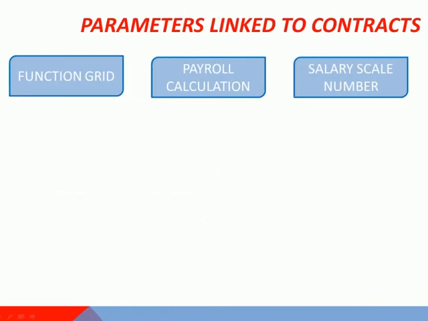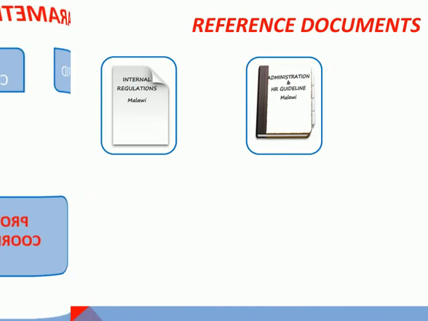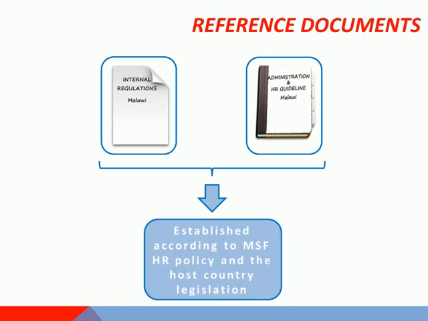The function grid, the payroll calculation, and the salary scale number, or salary grid, are provided by the HR coordination team in the capital. When working on contracts in HOMERE, we should refer to the following documents: internal regulation and administration and HR guideline. They are established according to MSF HR policy and the host country legislation.